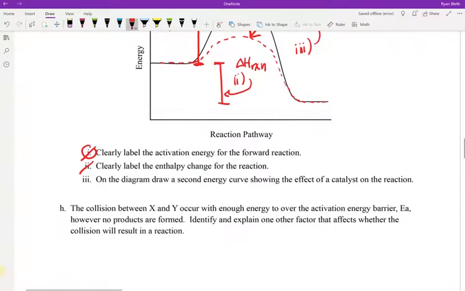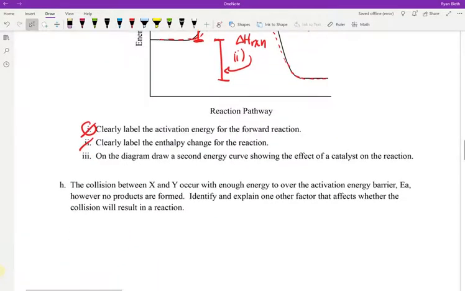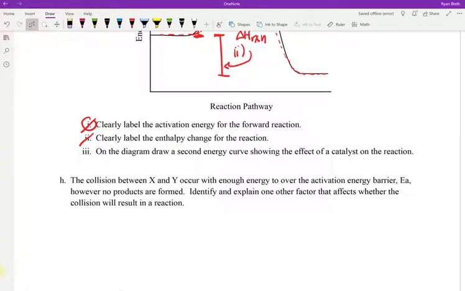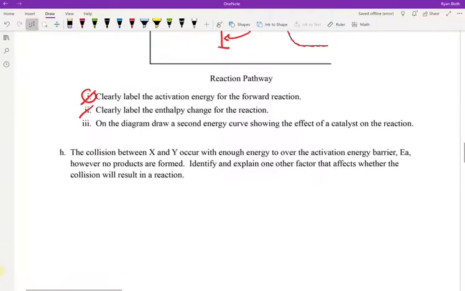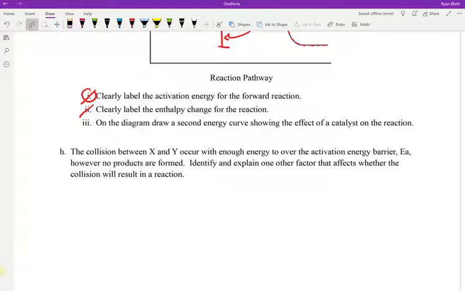Okay. Collision between X and Y occur with enough energy to overcome. I'm not sure what that's meant, but I think that's the idea. Overcome or exceed the activation energy barrier, however no products are formed. So it's not a temperature issue. Identify, explain one other factor that affects whether the collision will result in a reaction. So there's collisions, they have to have the proper orientation. That's the idea, I think, here.